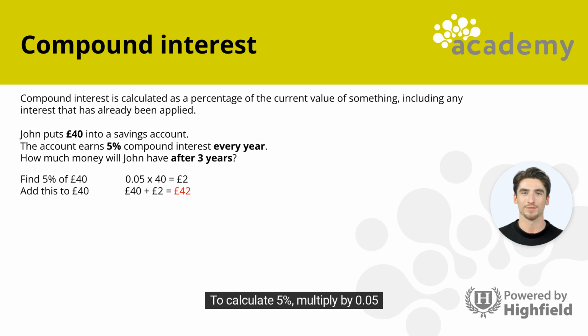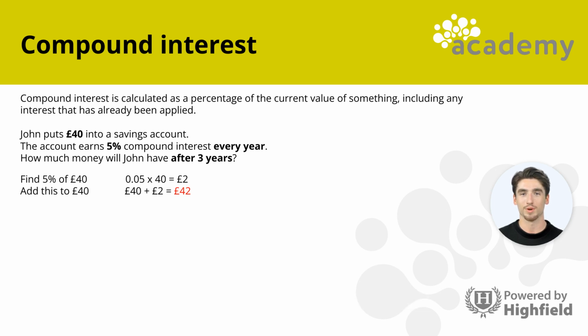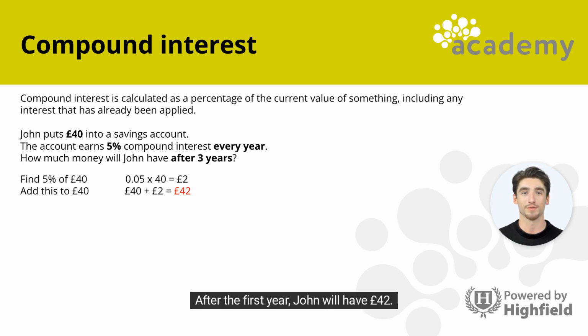To calculate 5%, multiply by 0.05. This is because as a decimal, 5% converts to 0.05 or 5/100ths. 0.05 multiplied by 40 equals 2. 5% of £40 is £2. 40 plus 2 equals 42. After the first year, John will have £42.